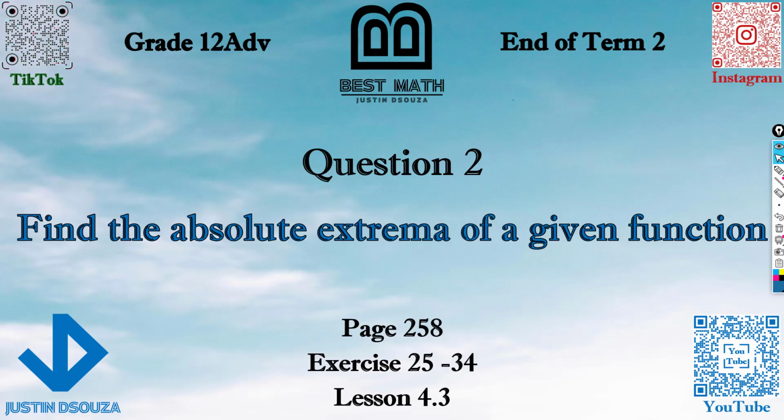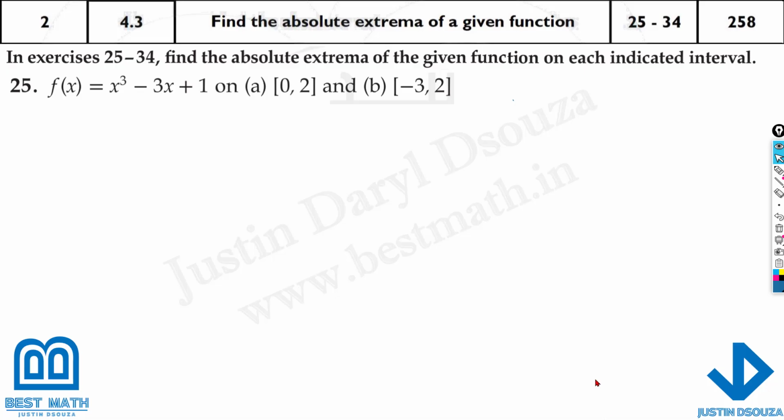The second question is about absolute extrema. It is from lesson 4.3. Here in these questions, what we need to do is find the maximum and minimum points. Now, where do we find the maximum and minimum? We know it will be either at the endpoints 0, 2 or at the critical numbers. Since the critical numbers will not be given in the options, we can't just use the calculator to find them. So it is important for us to derive it.